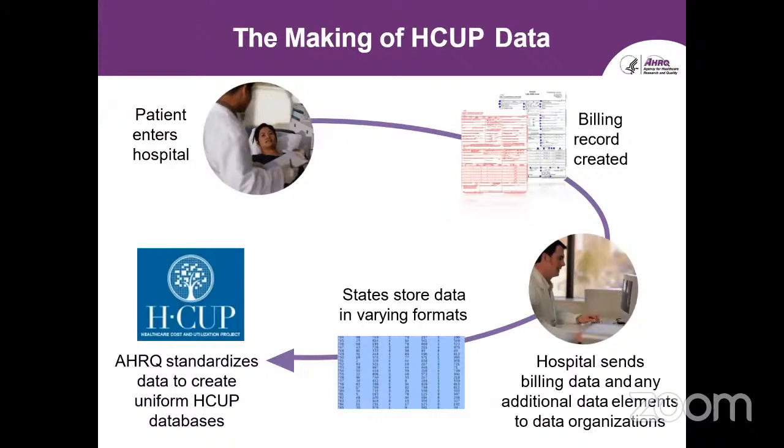How the databases are generated is: a patient enters the hospital, then the billing record is created, then the hospital sends billing data and additional data elements to a data organization, then the states store data in varying formats, then the Agency for Healthcare Research and Quality standardizes the data to create uniform HCUP databases for all states.